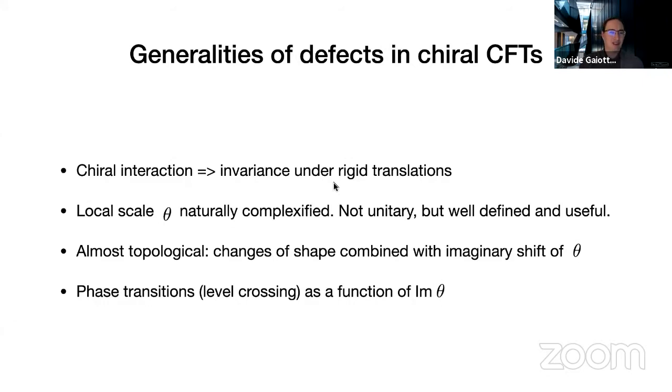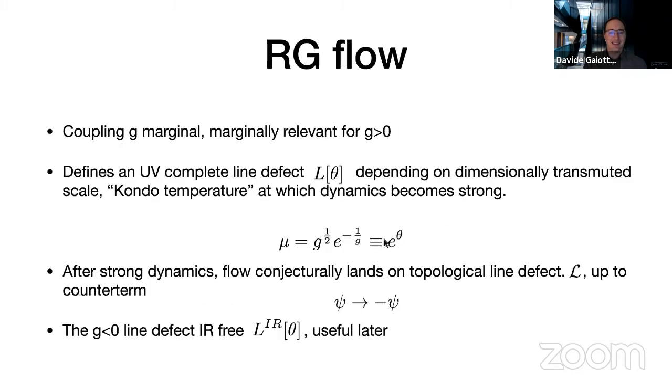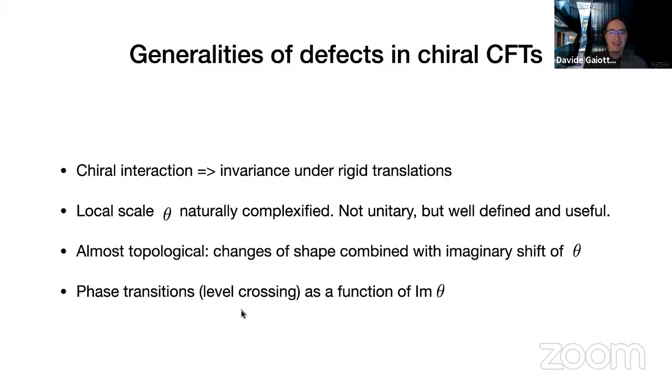But if the defects break scale invariance, they're also not topological, but they're almost topological. You can add wiggles to your defect without changing the answer, as long as you make the local scale position dependent. There's a kind of framing anomaly. And in general, it's useful to complexify this local scale and study the defects as a function of this complexified scale, which costs you unitarity but gains you a lot of fun. You can have interesting phase transitions as you vary the imaginary part of this scale.